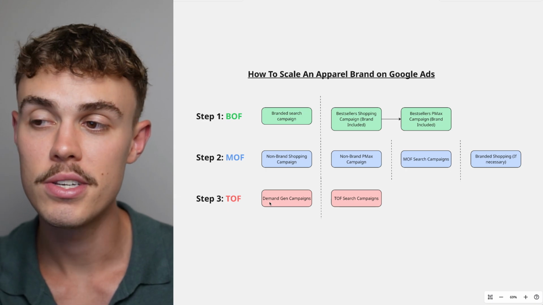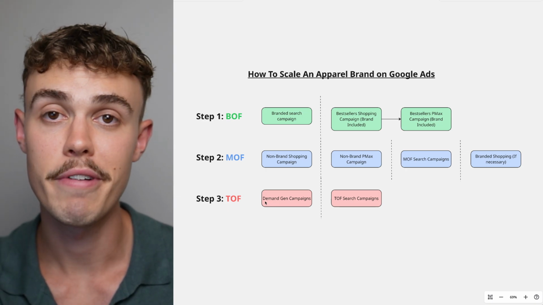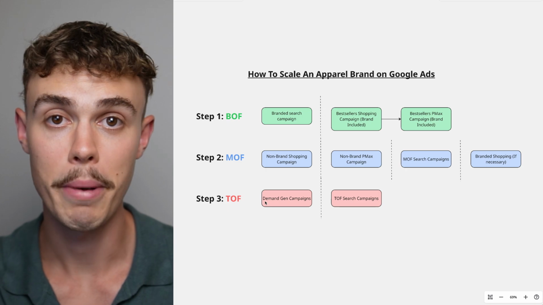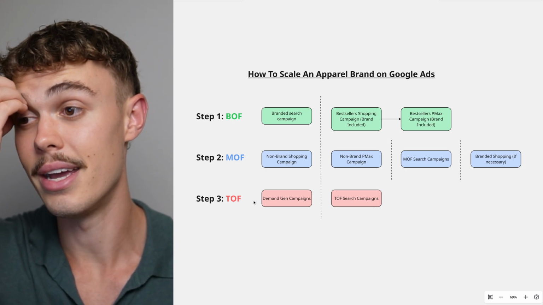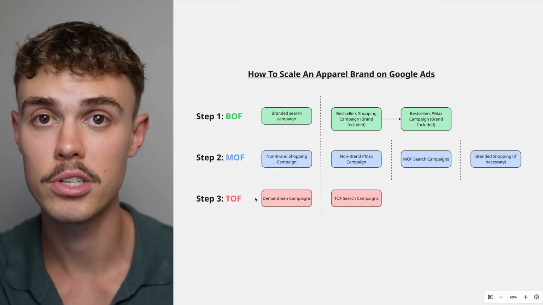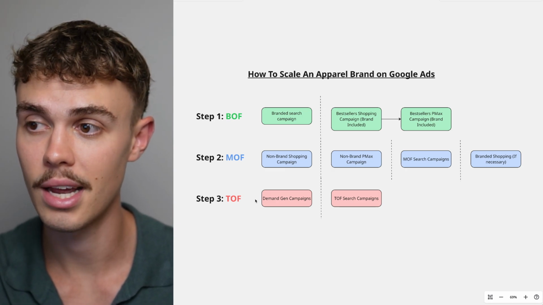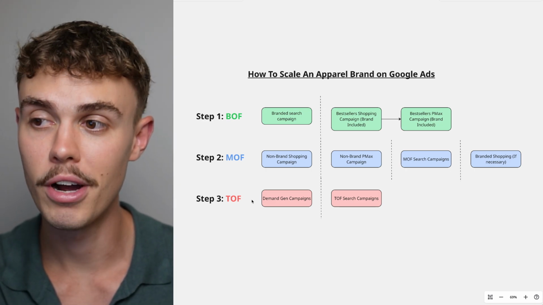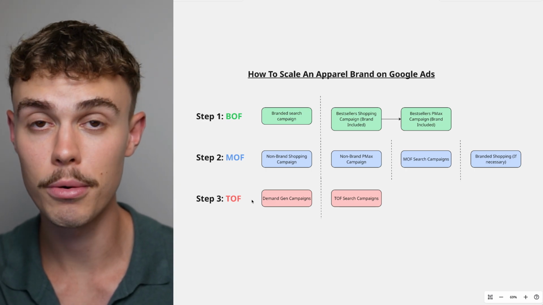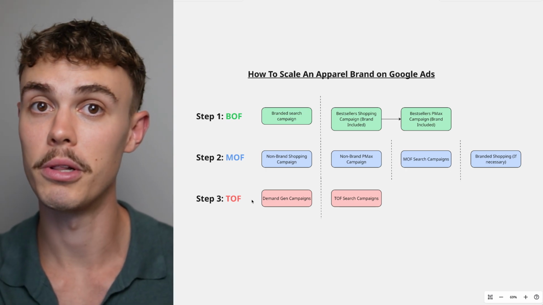Finally, top of funnel. This is a level which honestly very few brands reach. Very few apparel brands especially will ever be profitable on top of funnel traffic. You require a really good product, a really solid market, and a market that really loves you to be able to convert on top of funnel profitably. However, it is the biggest opportunity for growth because this is where most people lie.